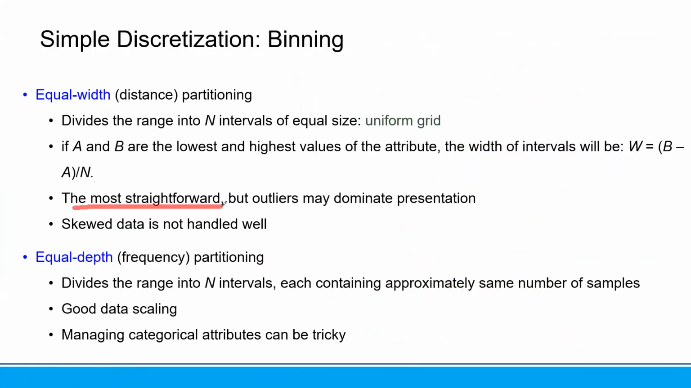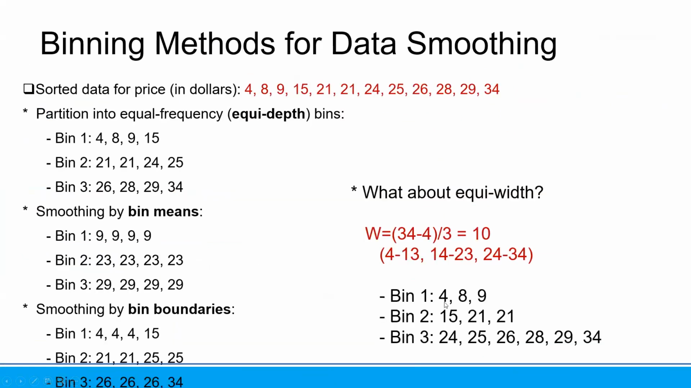It is straightforward, but outliers may dominate the presentation, and skewed data is not handled well. If you can see here, most of the data are located in 24 until 34. So bin number 1 is something like a line.